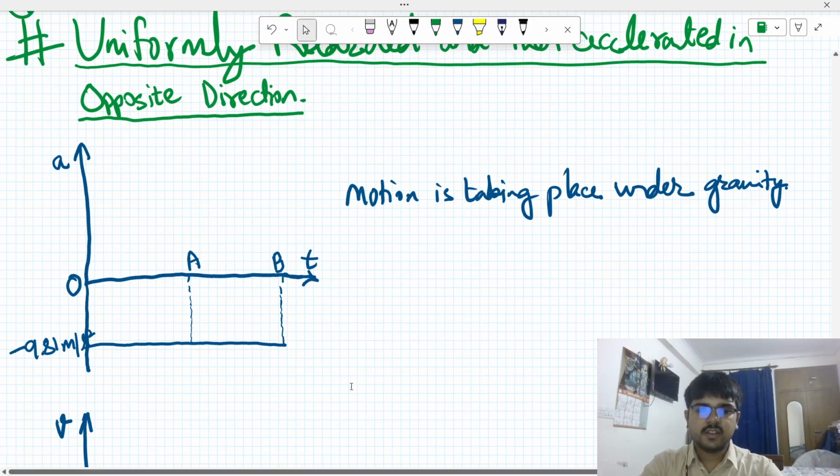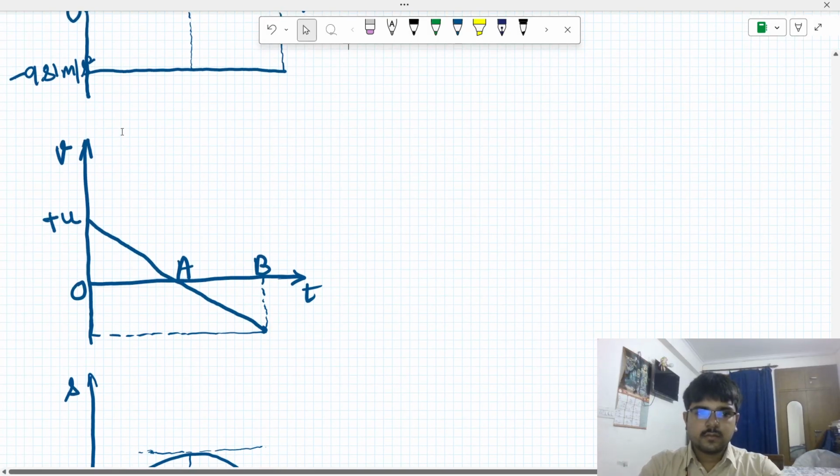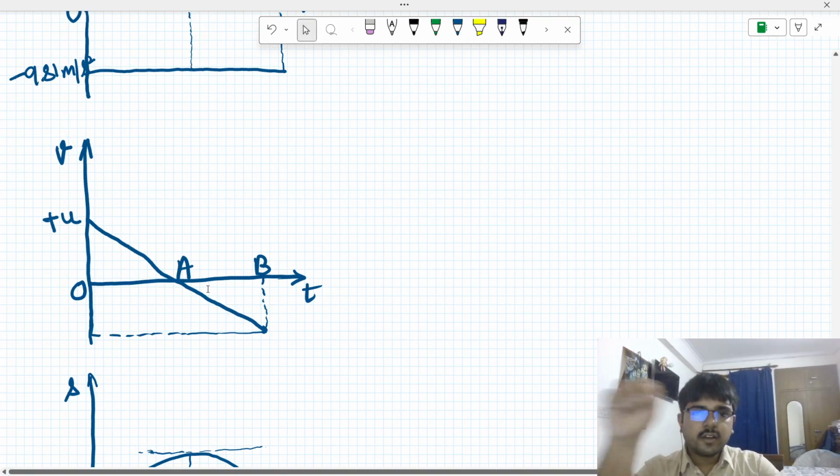Now coming to the next graph, that is the VT graph. The velocity-time graph of this motion will look like this. The initial velocity u will be decreasing, and after some time the velocity will change its direction. That is, it will take a U-turn and go in the opposite direction, as shown here, in the negative direction. Negative direction means that it is taking a U-turn.